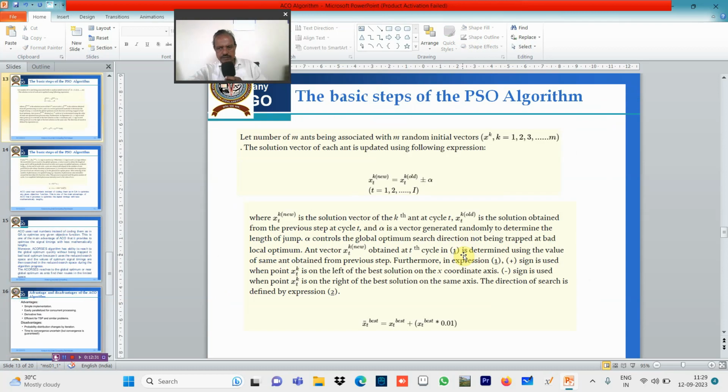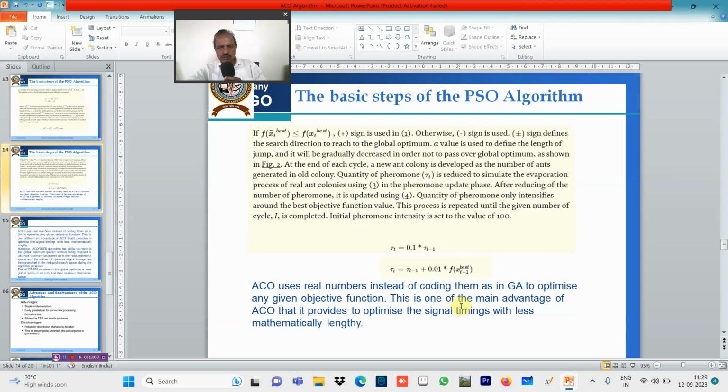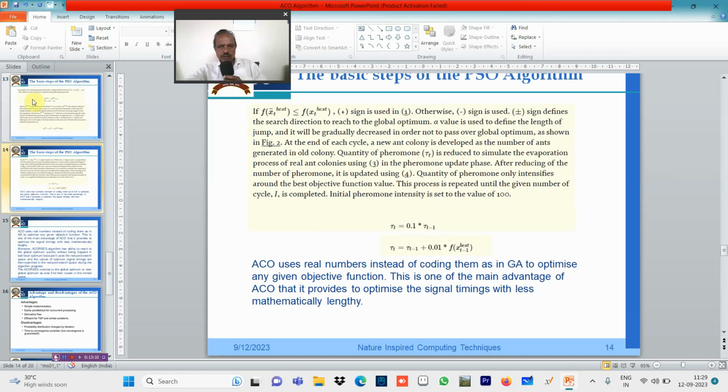So all these things are explained, you can clearly understand. And the number of ants is associated with m random initiatives, like x^k for k equal to 1 to m. Okay, then x_t of k new is equal to x_t of k old plus or minus alpha. This alpha is again one constant, and alpha is the vector generated by randomly determining the length of this jump. All the things are explained here, I think you will find. Then x of t best is equal to x of t best plus beta. This is 0.01, the value already given for beta. So now using all these things we can calculate this algorithm.